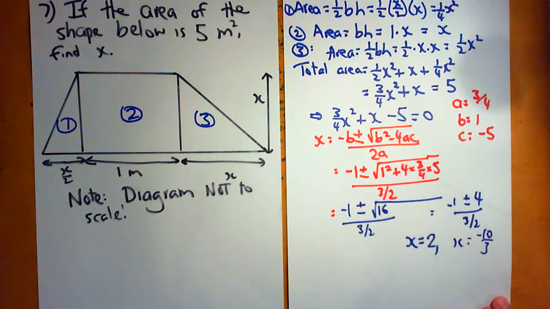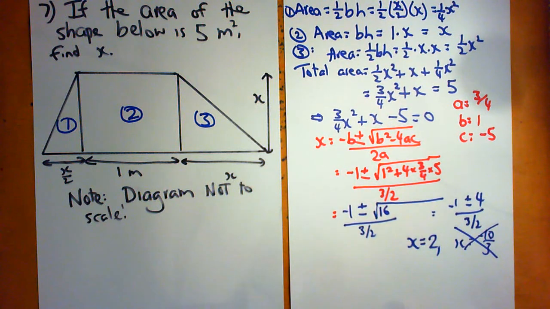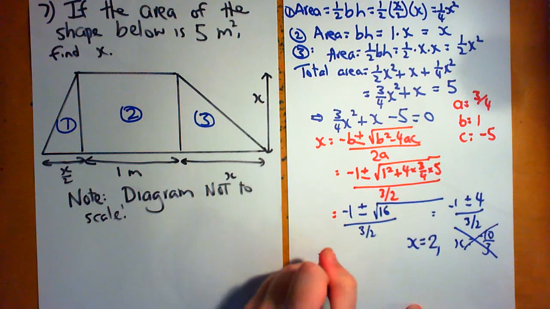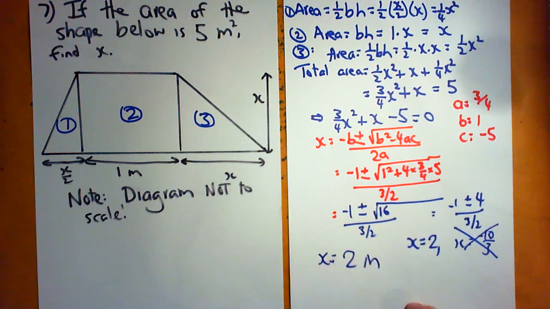But we know that x cannot be negative because it is a side length, which means that x must be 2. So therefore, the value of x must be 2 metres. X equals 2 metres. Let's check that that fits our shape.